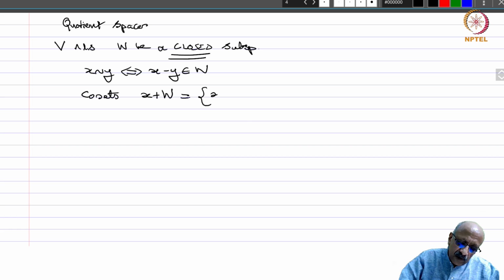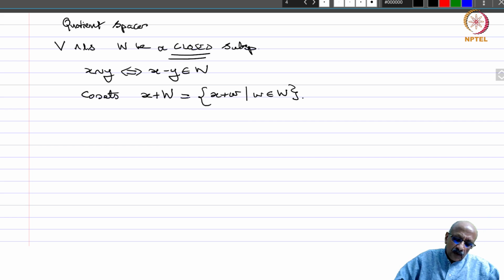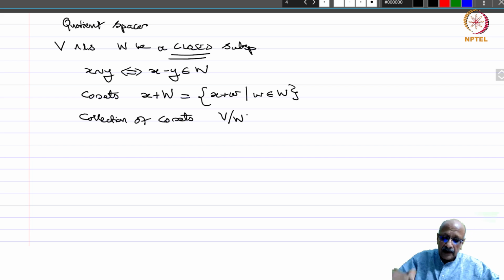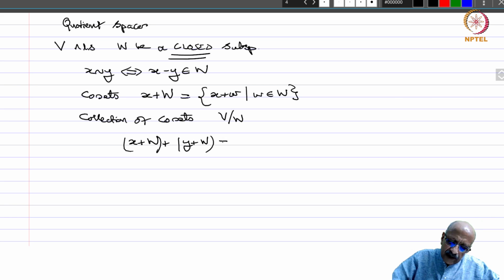This is nothing but the set of all x plus w, where w belongs to capital W. The set of all such cosets, the collection of cosets, we call the quotient space V by W. We can give this a vector space structure, namely, if you have two cosets x plus W and y plus W, then we can define the addition as x plus y plus W. And similarly, alpha times x plus W, we define as alpha x plus W.